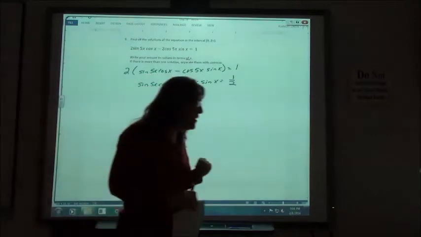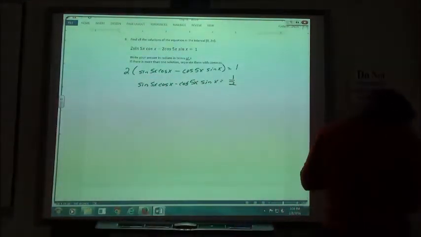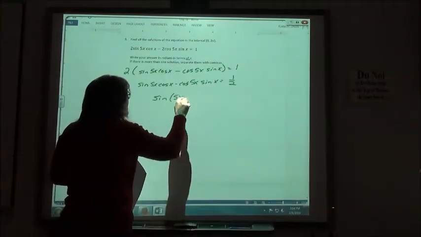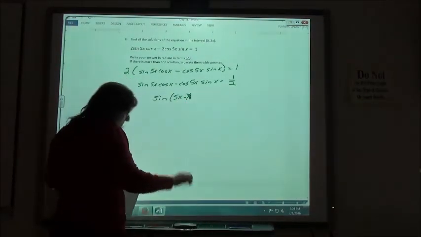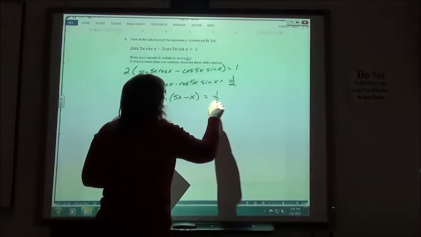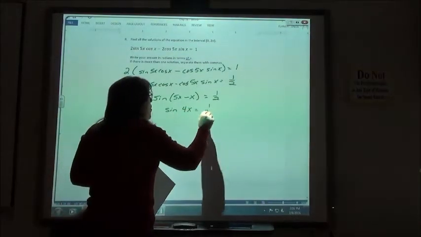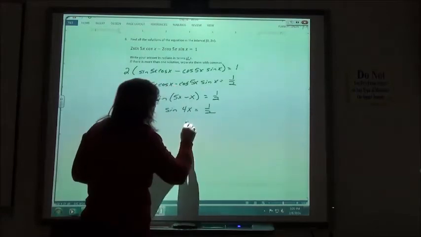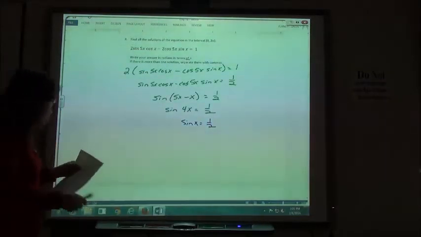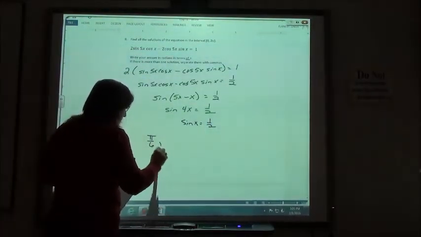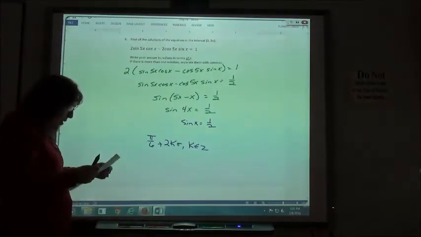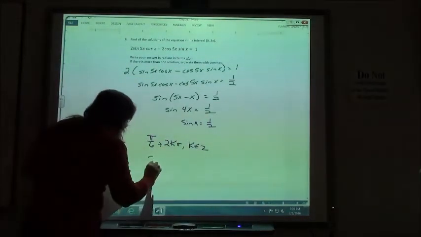So if you look up your sum and difference, for sine cosine minus cosine sine, it is the sine of A minus B, so 5x minus x, to equal my 1 half. So the sine of 4x would equal 1 half. Again, we're going to look up where the sine of x equals 1 half. So sine equals 1 half at pi over 6, plus my 2k pi. And then also equals 1 half at 5 pi over 6.